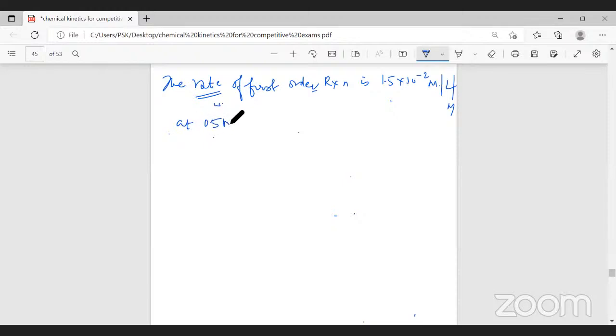The next question: the rate of the first order reaction. The rate of a first order reaction is 1.5 into 10 to the power minus 2 mole per liter. See, it is rate, it is not the rate constant. The speed they have given is 1.5 into 10 to the power minus 2 mole per liter per minute, at 0.5 molar concentration. The concentration is 0.5 molar.